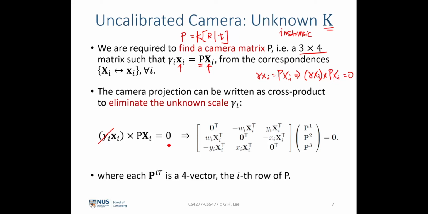And expanding this particular equation over here, we will get this equation in matrix form, where the scalar values x, y, and w here are simply the entries of the 2D point, and we'll simply rewrite or reshape the 3 by 4 matrix here into a 12 by 1 vector. And this particular matrix over here is simply 3 by 12.